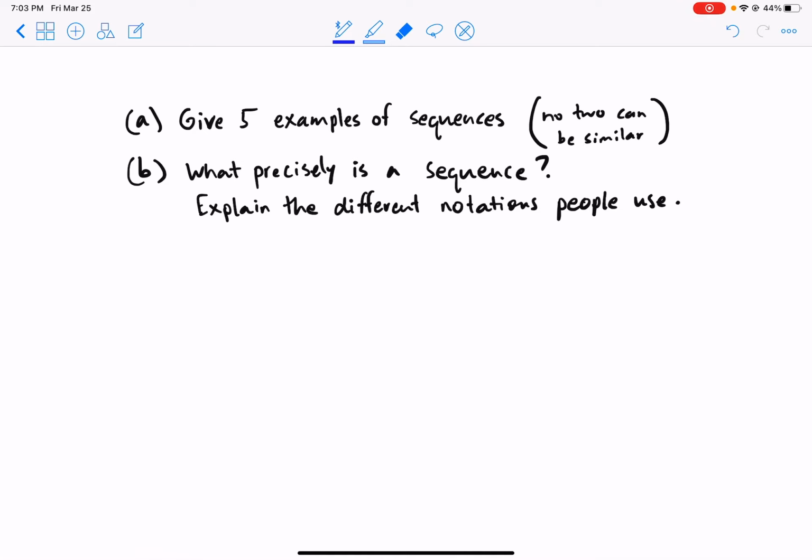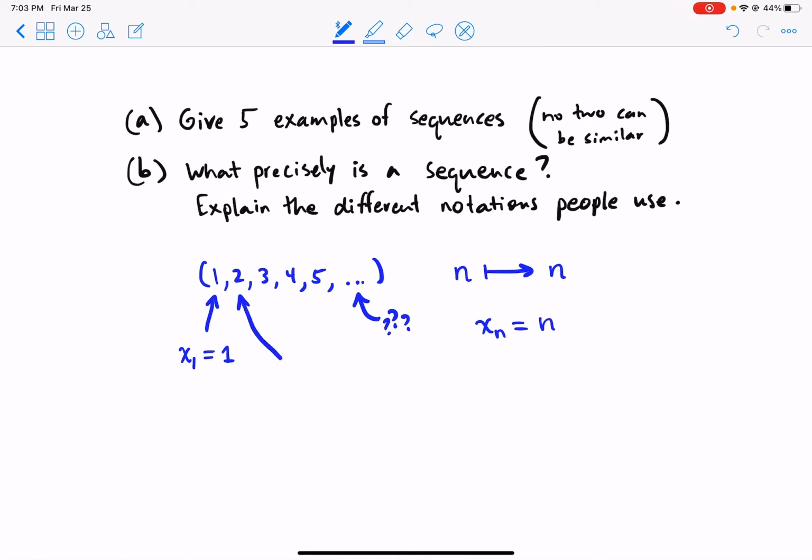Let's give 5 examples. Here's the sequence: 1, 2, 3, 4, 5, ... forever. But what is this? Well, I should really give a formula. The nth term should be n. Maybe here's another way to say it: x sub n should just be n. So here, x sub 1 is just 1. Here, x sub 2 is 2, etc. Okay, there's one example.